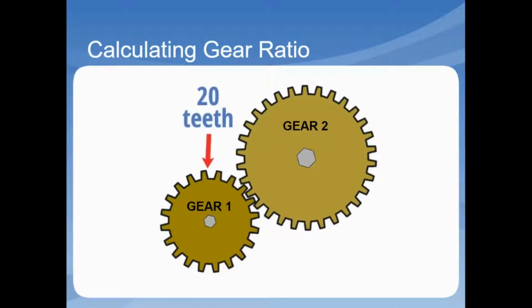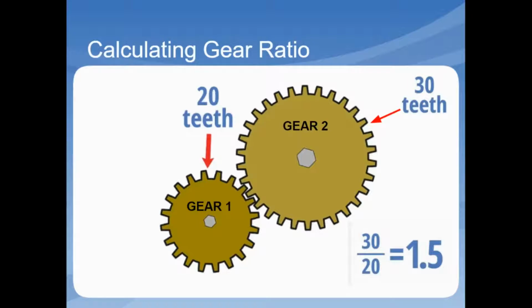Next, determine how many teeth are on the driven gear, exactly as you did before for the drive gear. So in our example, the driven gear is going to have 30 teeth. Now we're going to divide one teeth count by the other. Now that you have how many teeth are on each gear, you can find the gear ratio relatively simply. Divide the driven gear teeth by the drive gear teeth. In our example, dividing 30 teeth of the driven gear by the 20 teeth of the drive gear gets us 30 divided by 20 equals 1.5. And we can write this as either 3 divided by 2 or 1.5 to 1.